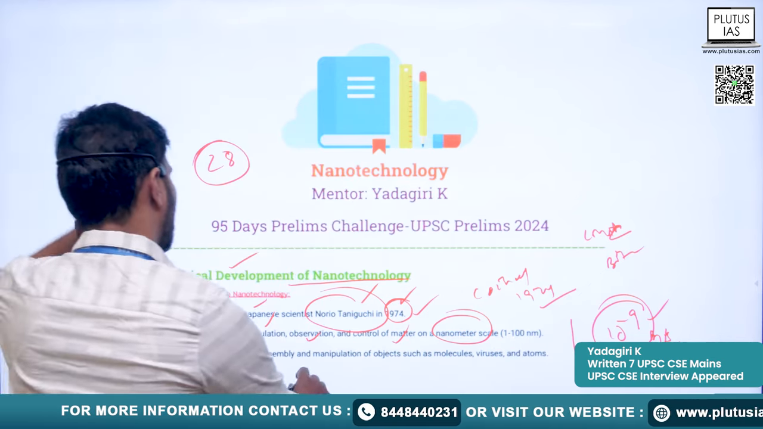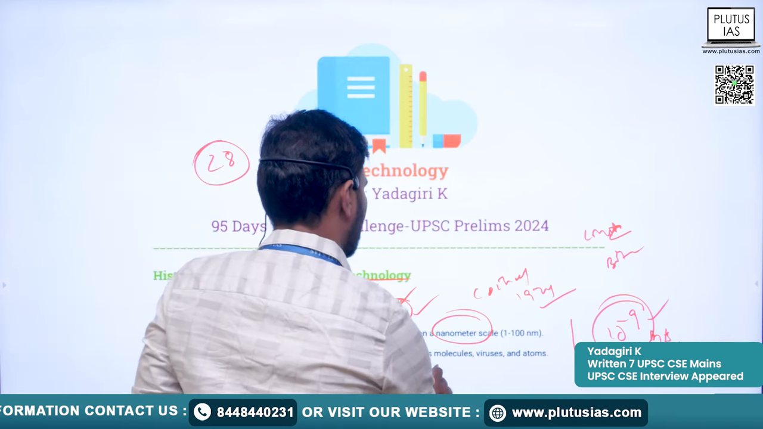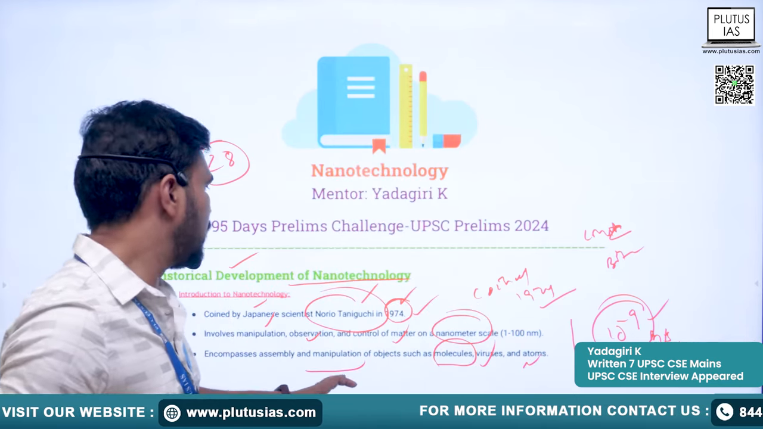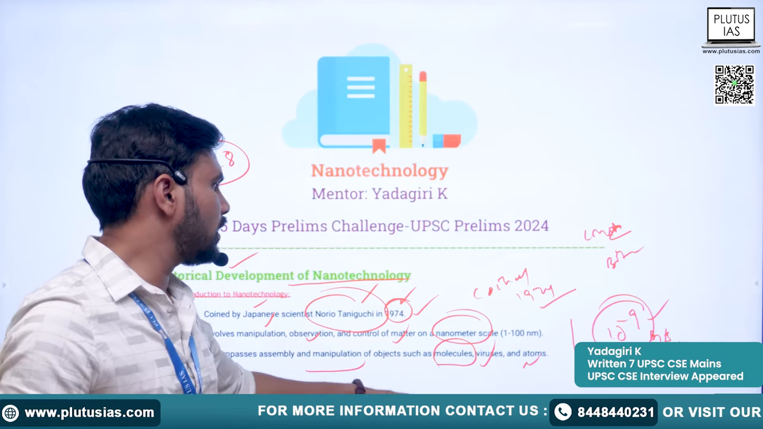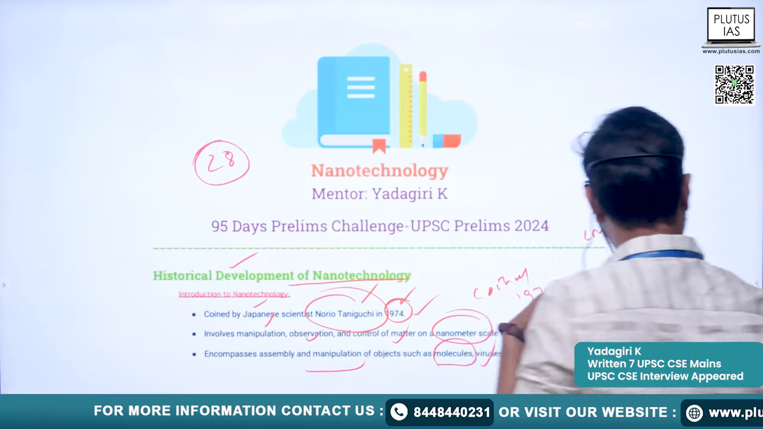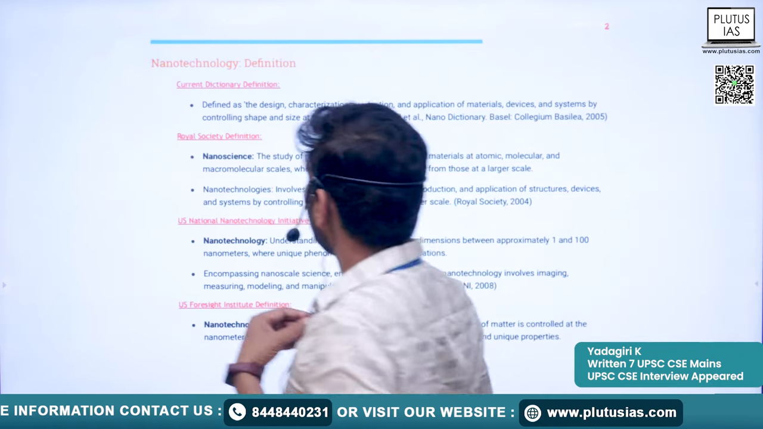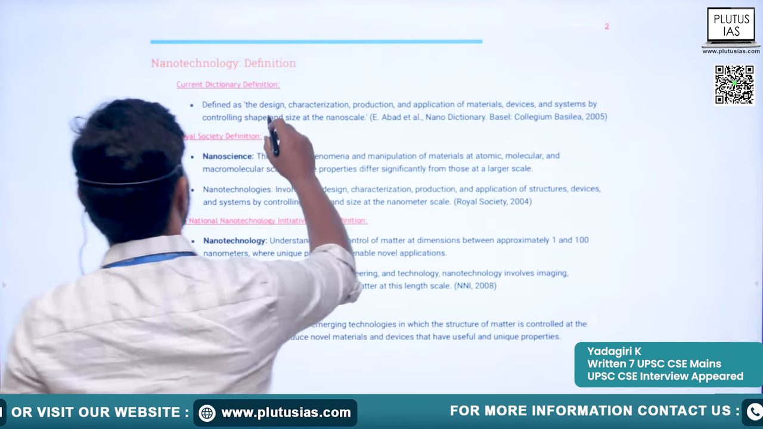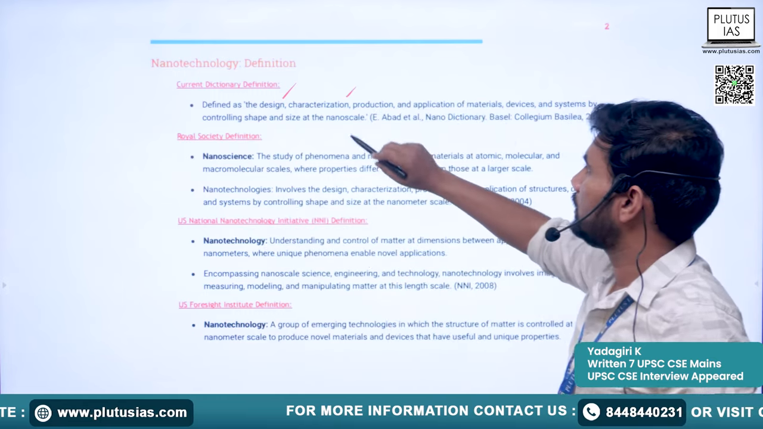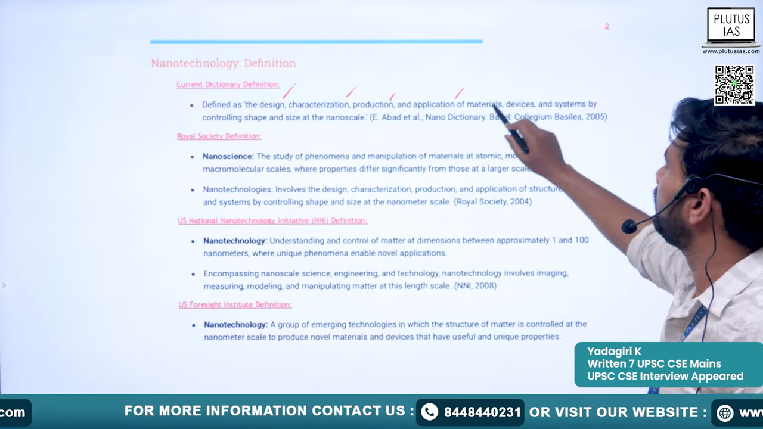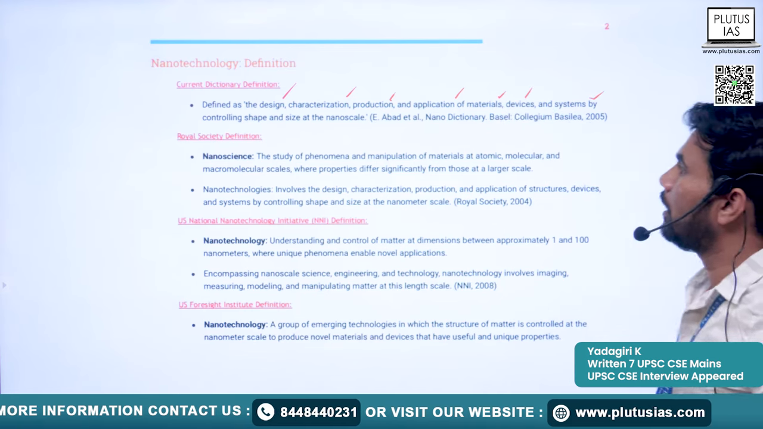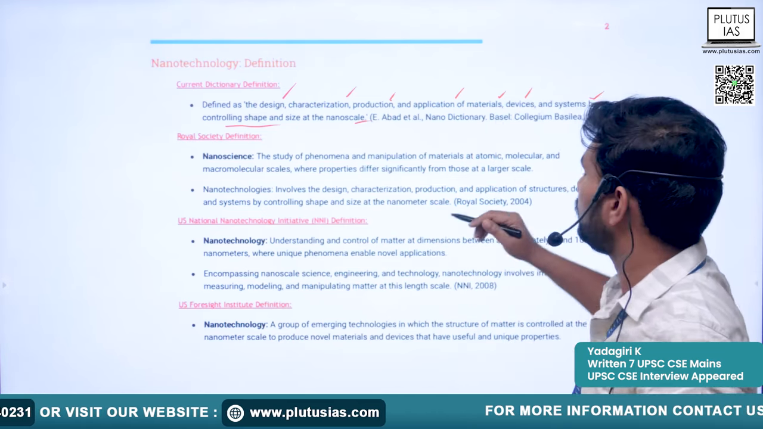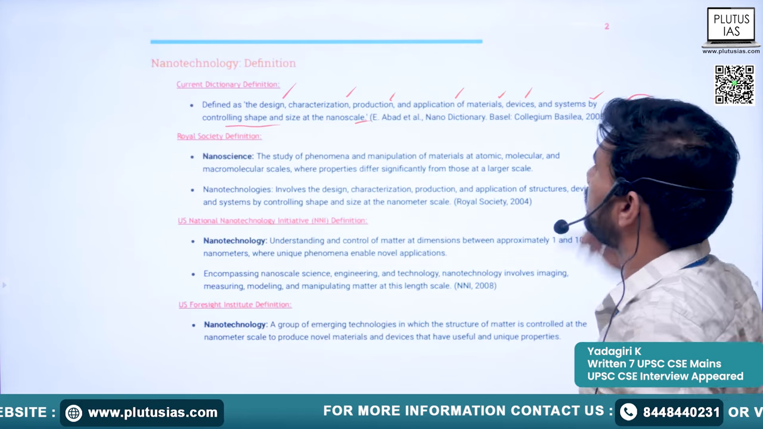It encompasses the assembly and manipulation of objects such as molecules, viruses and atoms. So nanotechnology involves working with and manipulating these things, right? The current dictionary definition, given by experts, is that nanotechnology is the design, characterization, production and application of materials, devices and systems by controlling shape and size at the nanoscale. We have understood that the nanoscale is 10 to the power of minus 9 meters, right?